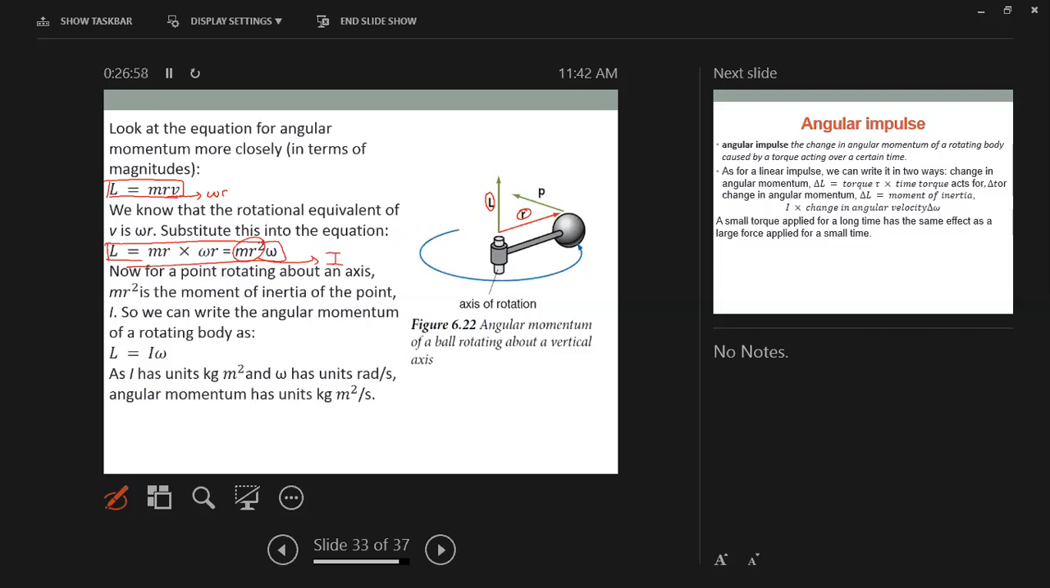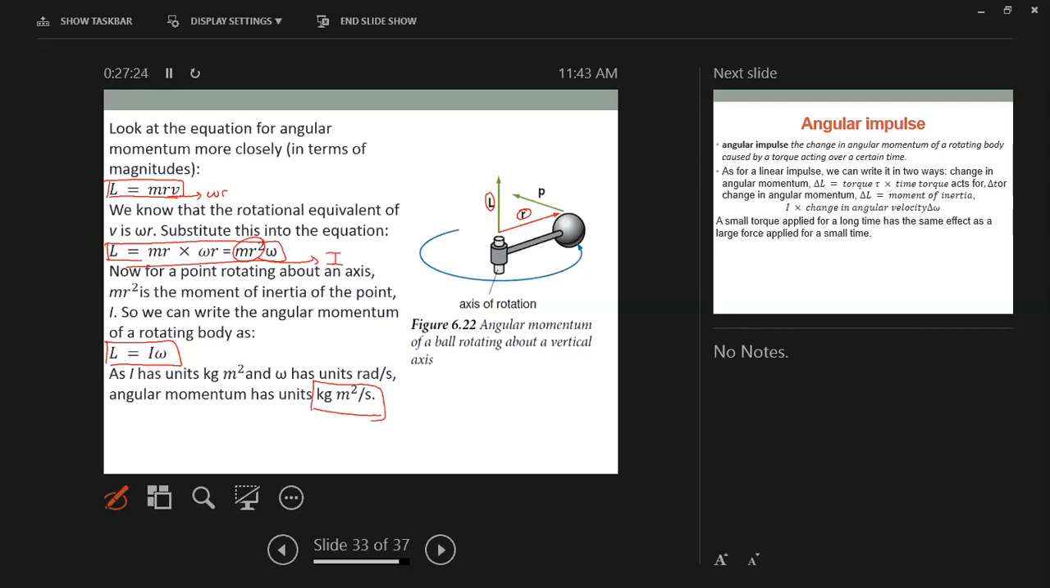m r square means moment of inertia, right? Moment of inertia for a point mass. So we can replace it with I. At the end, our angular momentum will turn into this: moment of inertia times angular velocity. So the SI unit of angular momentum will be kilogram meter square over second. That is going to be the SI unit of angular momentum.